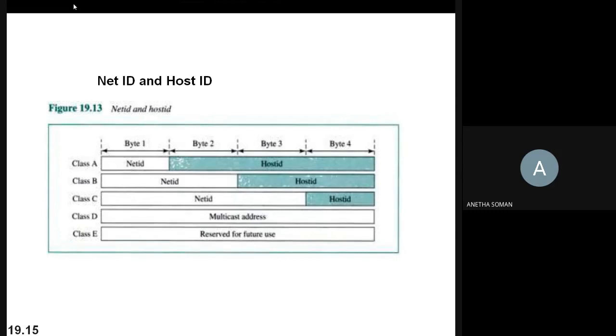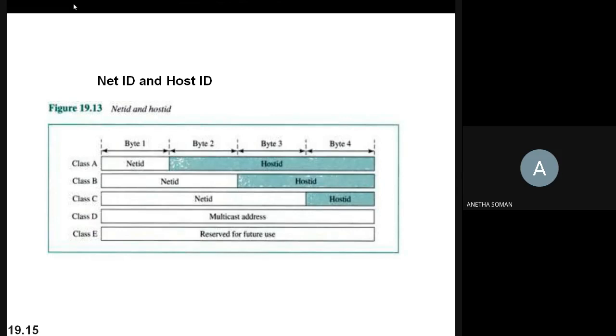Okay, now the addresses in class A, B, and C are meant for unicast communication. Now, what is unicast communication? One to one. That means you have one source and one destination. If the communication is from one source to one destination, you call it unicast communication. So the three classes A, B, C are meant for unicast communication.